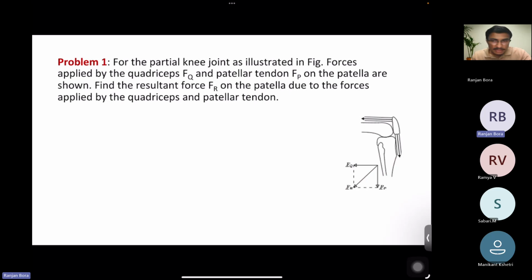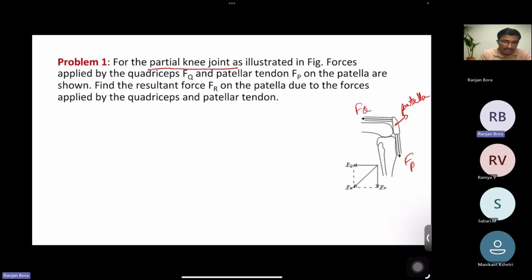So next, there is one problem. You can see this is a simple partial knee joint. We are considering only two bones of the knee, and this is the patella. The forces acting on the patella are this force Fp and this force Fq.